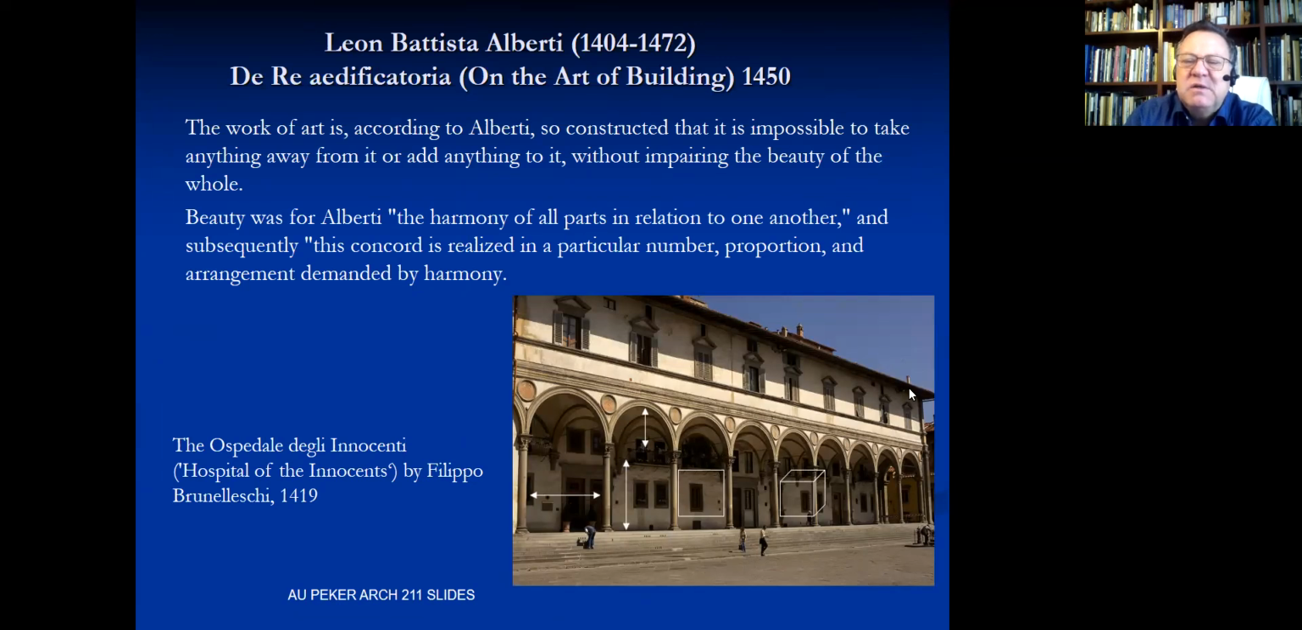Here it is, the facade of Ospedale degli Innocenti, Hospital of the Innocents, by Filippo Brunelleschi, beginning of the 15th century. The purpose I inserted this slide was to define the way Renaissance architects introduced geometry into their designs.